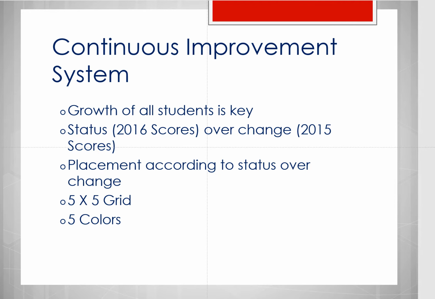The big idea in this whole plan is the idea of a continuous improvement system. We want to see our schools continually improve, and so there's a growth model that is prized in this California accountability system, based on this concept of status and also change. We're going to be able to look at placement according to status over change on 5x5 grids and be able to see what the 5 colors are.